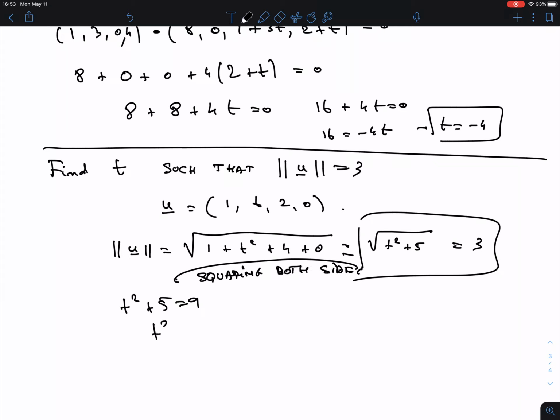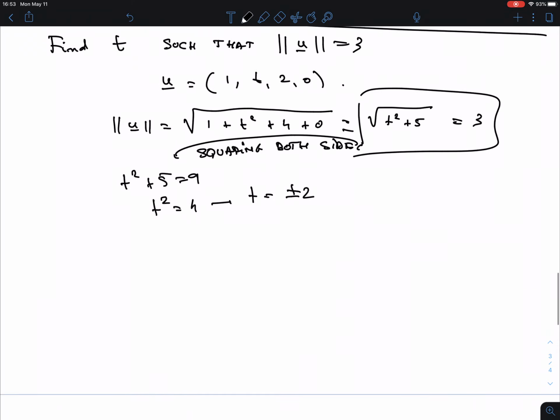And then we solve t squared equals 4, so we see that t is plus or minus 2. Notice there are two solutions because there are a positive and a negative square root. So some of these problems can have several t for which this is true. Okay, so that's an example of a problem like that.